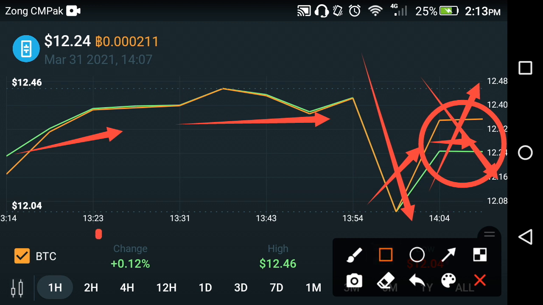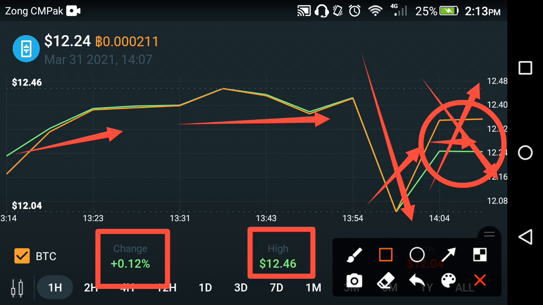Now if we see the changes of Theta network in the last 1 hour, the change is about positive 0.12% in the previous last 1 hour, and the high price of Theta network is about $12.46 in the previous last 1 hour.